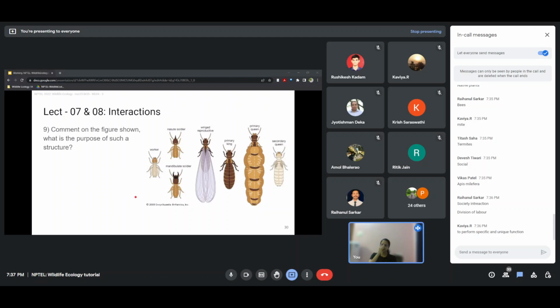All right, yeah. So structuring helps in performing particular functions. There's always a division of labor in such a structured social society, right? And this of course helps in performing different activities. Each particular type of organism in a social structure performs only that particular activity, and in some cases when an individual dies, like if the primary queen dies, the next in line, the secondary queen, becomes the primary queen, right?